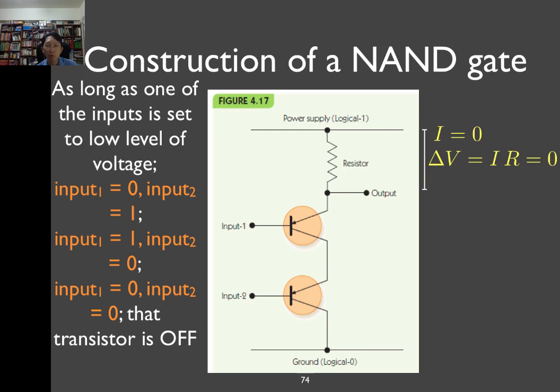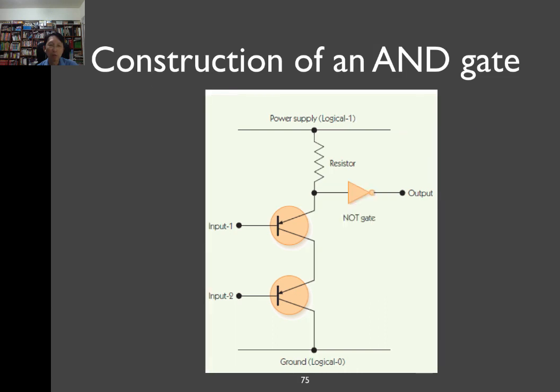So there is no voltage drop. The voltage drop is 0. So the output voltage level is as high as the power supply. 所以我们的 output 的那个电位呢是跟 power supply 是一样的，因为电阻这边并没有电压降。So we have a high output. 所以看起来的确是跟 AND gate 是一个相反的作用。So if we put a NOT gate at the output, then we get an ordinary AND gate. 所以我们在 output 的地方放了一个 NOT gate，把它转过来的话，我们就得到一个正常的 AND gate.